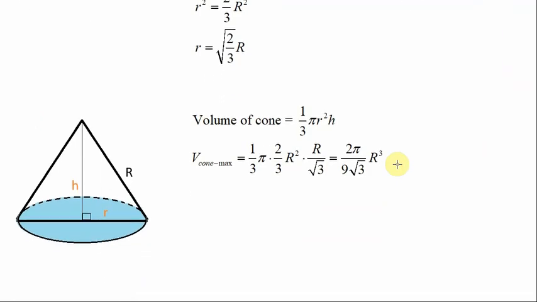And so the cone with the largest volume will have a volume of 1/3 pi times r squared, which is 2/3 times the radius of the circle squared, and then the height needs to be the radius of the circle divided by the square root of 3. Simplifying, we get 2 pi divided by 9 times the square root of 3, times the radius of the circle to the third. And so this is the volume of the cone with the largest volume.